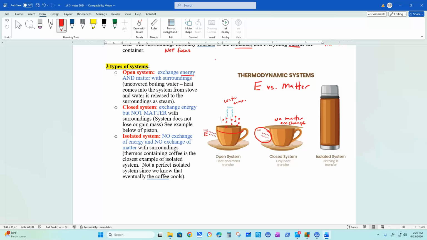So we cover up the dish. We add a stopper, anything like that. That means the system does not lose or gain mass. Okay. So there's an example coming up of a piston. Like I said, if we put a stopper on a flask, we would never heat up that flask with a stopper on it. But if we put a stopper on it, we can't have any matter exchange. But it can still get hot or cold. We can still exchange some energy.